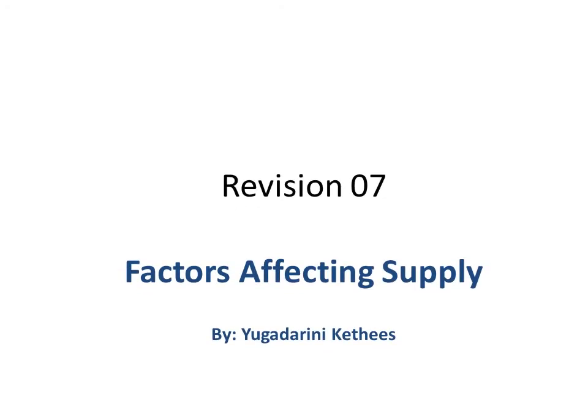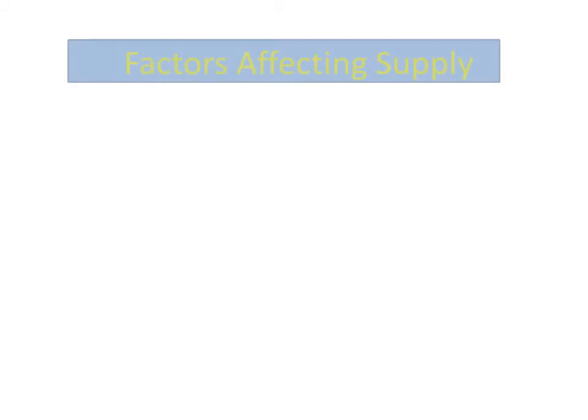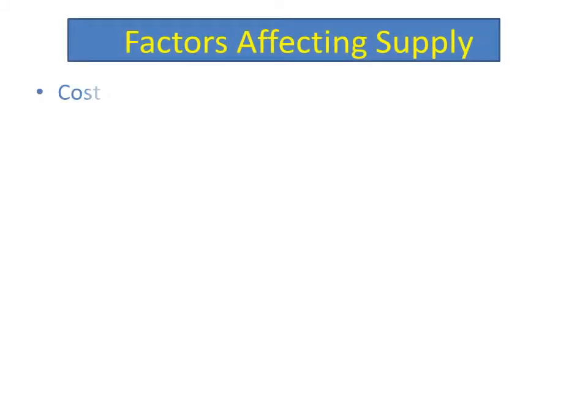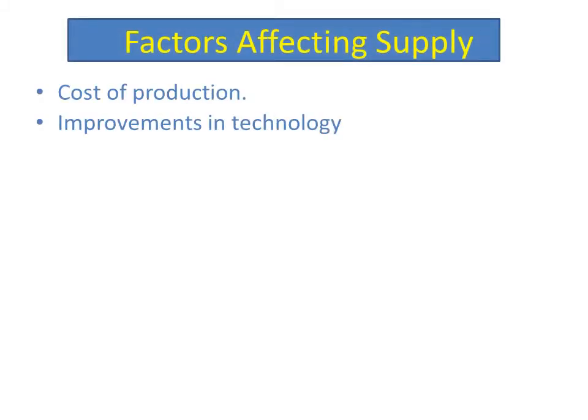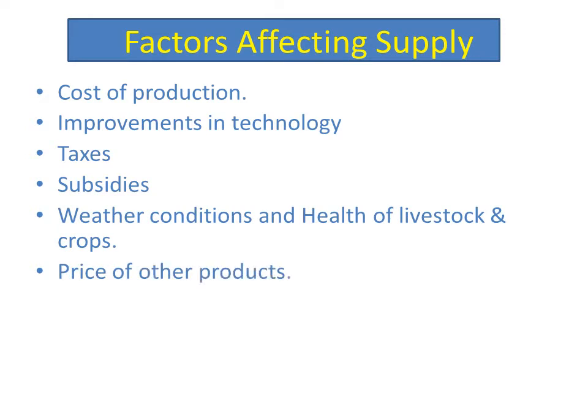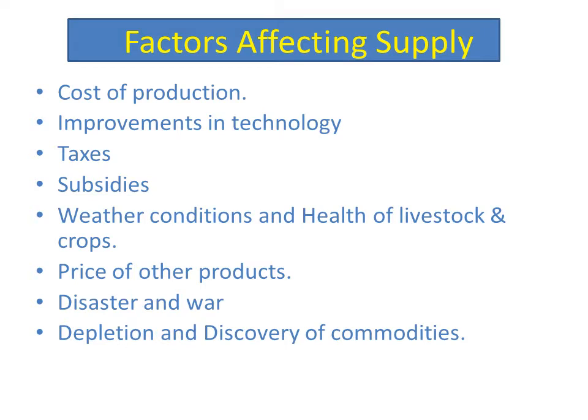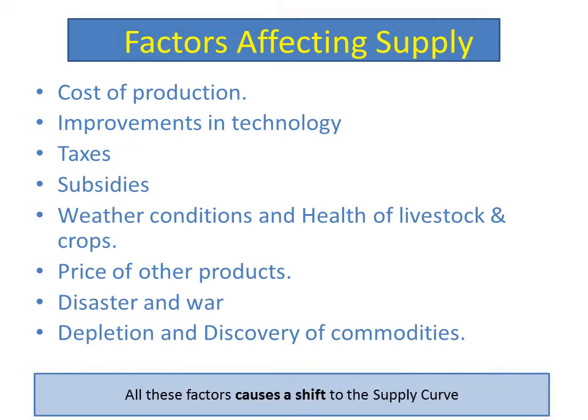Revision 7: Factors of supply. Other factors affecting supply are cost of production, improvements in technology, taxes, subsidies, weather conditions and health of livestock and crops, price of other products, disaster and war, depletion and discovery of commodities. We know the main factor affecting supply is price. These other factors will cause a shift of the supply curve, while price causes a movement along the supply curve.